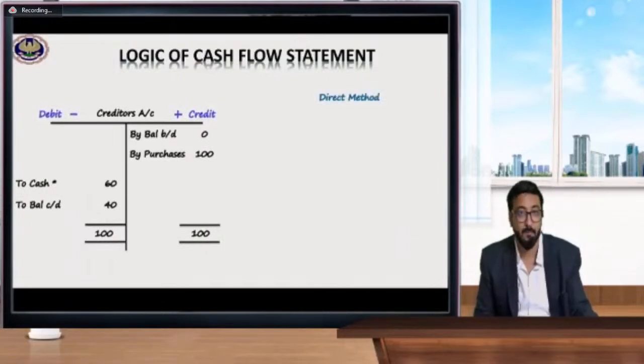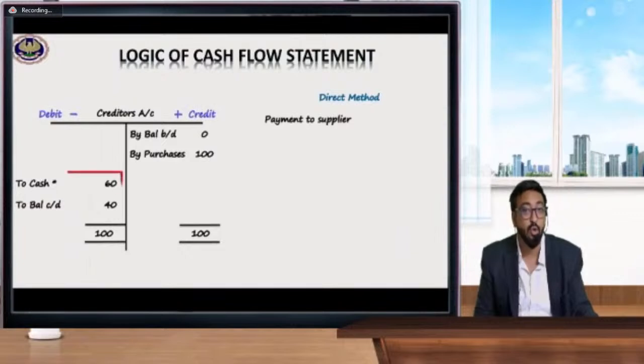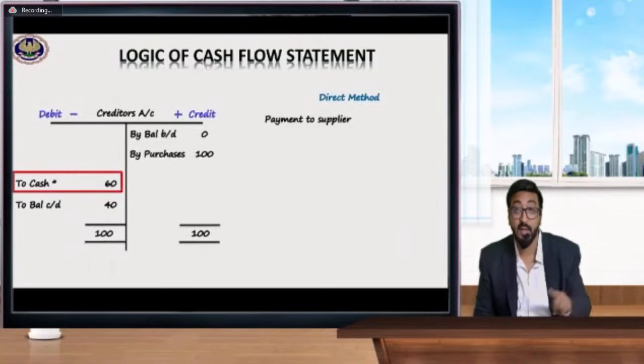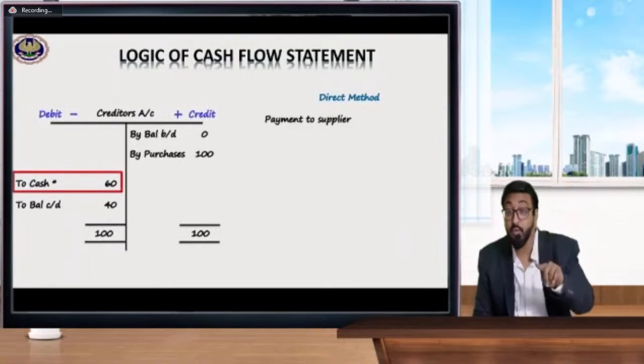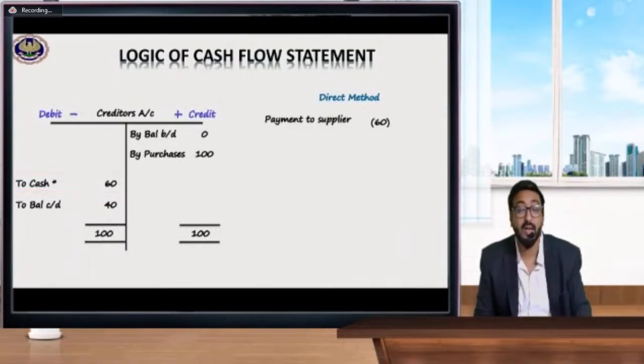In the direct method, yes, you will directly focus on payment to creditors. Now you can visualize this. Yes, this slide took a lot of time to make, very time consuming, but it will save your efforts on direct and indirect method. So directly minus 60. Which method?